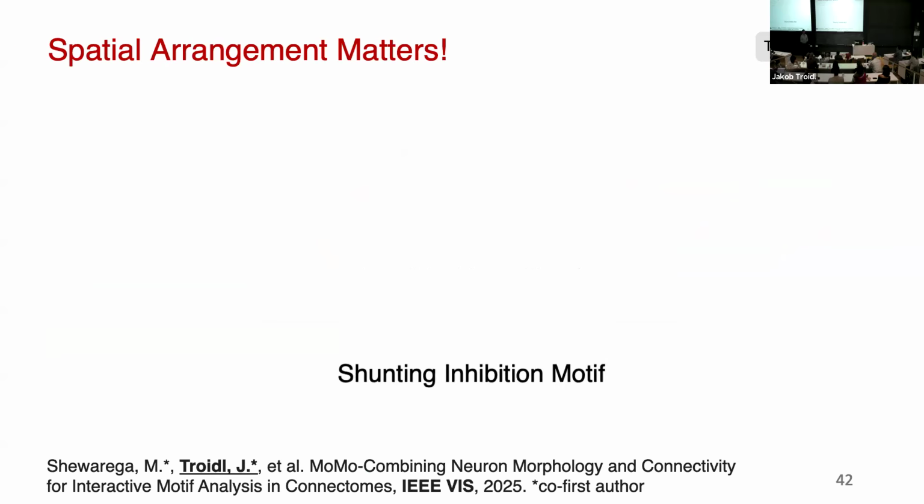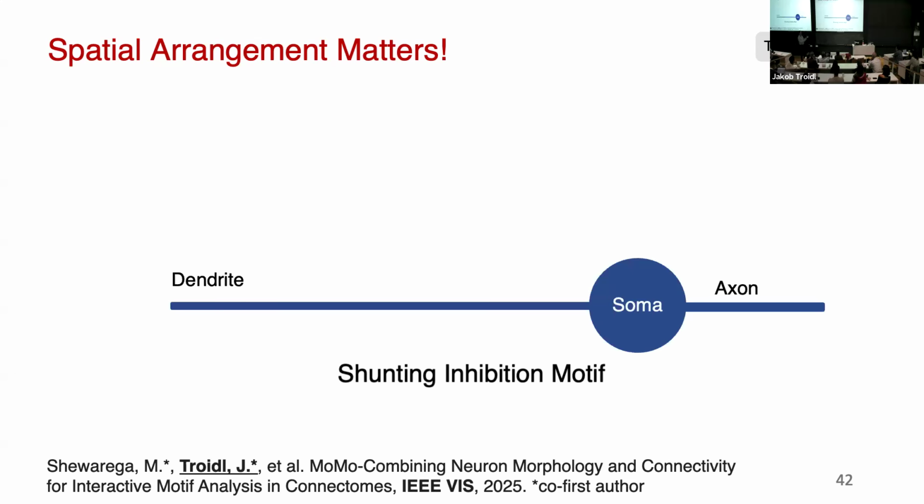Shunting inhibition is a motif in the brain that brains generally use to blend out information that they don't really want to listen to at a particular point in time. So consider this blue neuron. It has a dendrite that receives inputs from other neurons, a cell body or soma, and then an axon that sends out a signal to other neurons. Now, it's important to know that the information flow here is from left to right. So the dendrite receives, the axon sends signals.